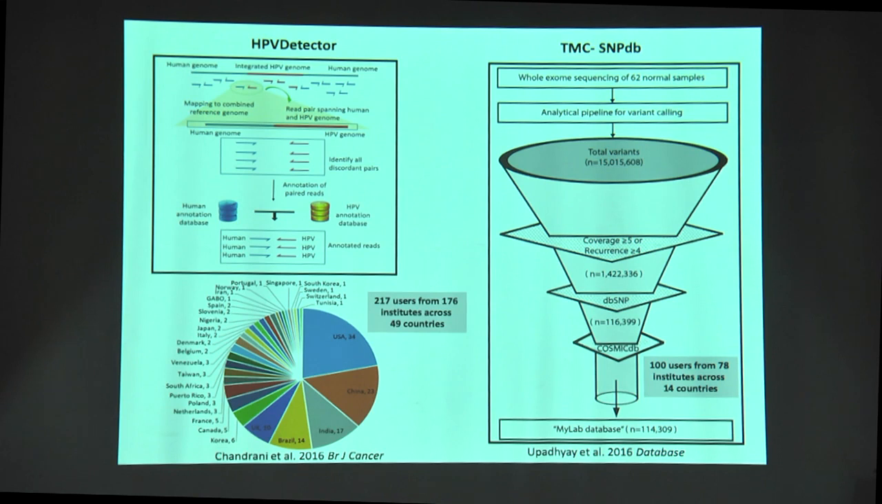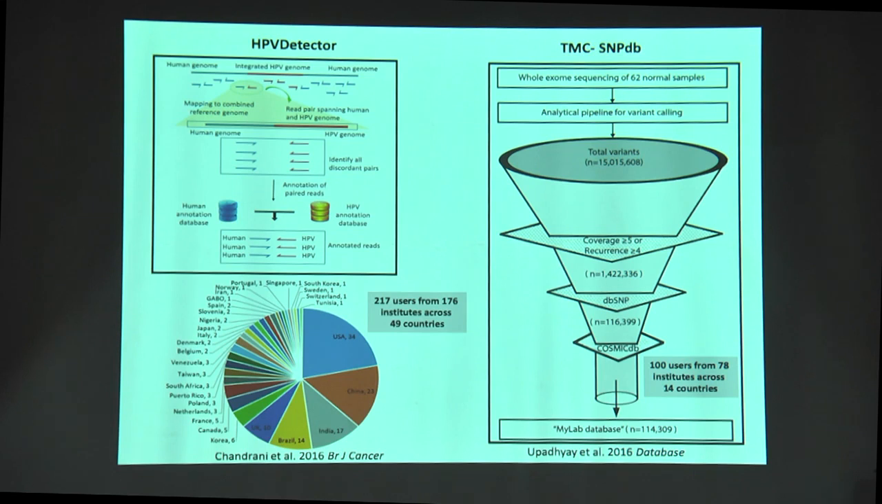A lot of initiatives have been done since then. One of the early initiatives from my laboratory was developing the TMC SNPDB database, which was based on only a modest effort of 62 normal samples. These were paired normal samples from cancer patients, on which we performed whole exome sequencing, and we found about 100,000 odd variants which were significantly there.